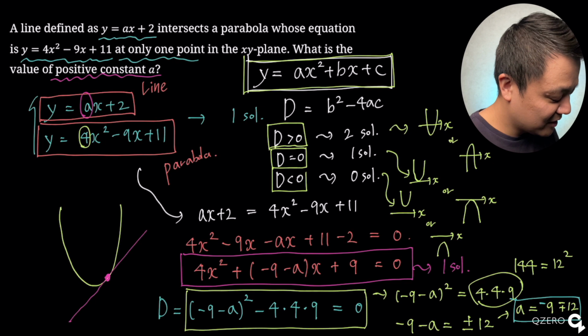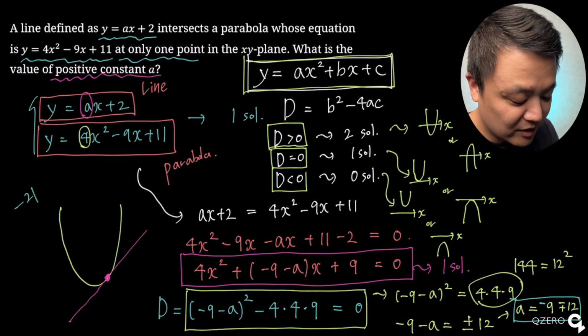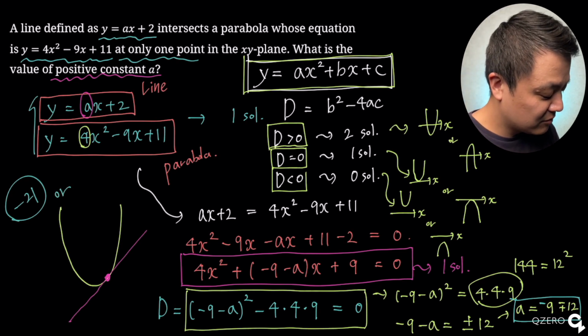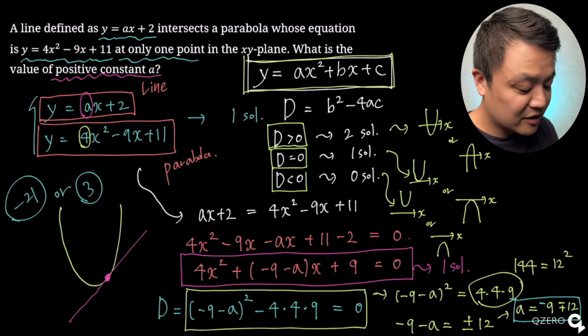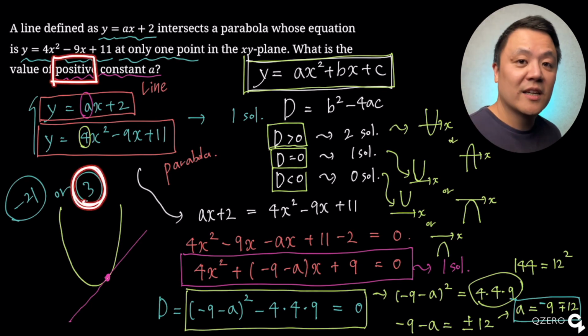So that means with the negative sign, we have negative 9 minus 12. That is negative 21. Or with the positive version, negative 9 plus 12, that's positive 3. But since we're looking for the positive value of a, 3 has to be the correct answer.